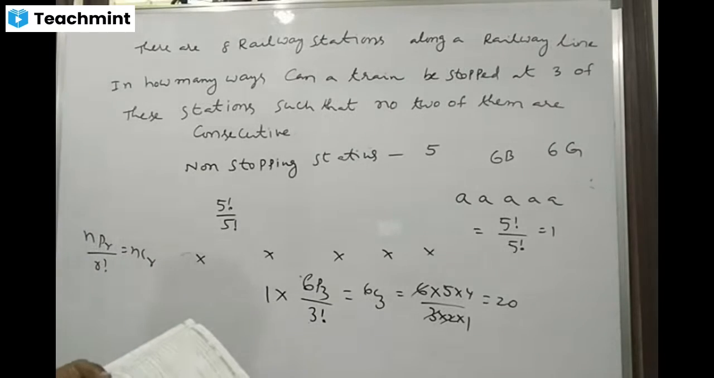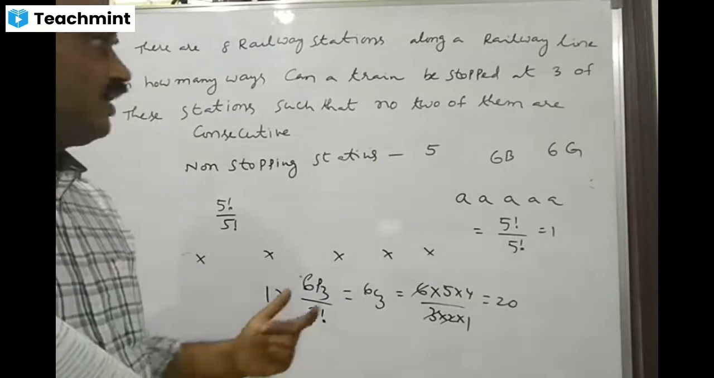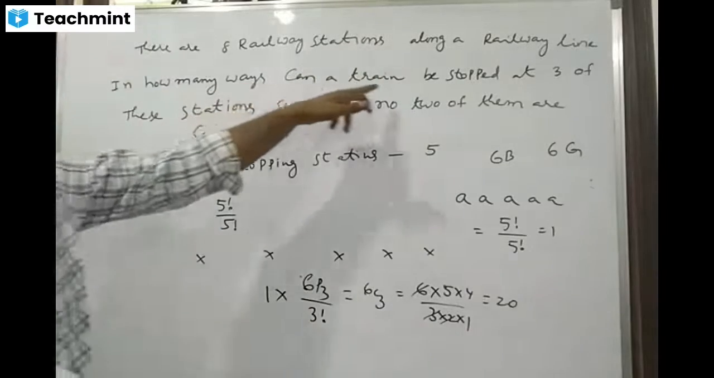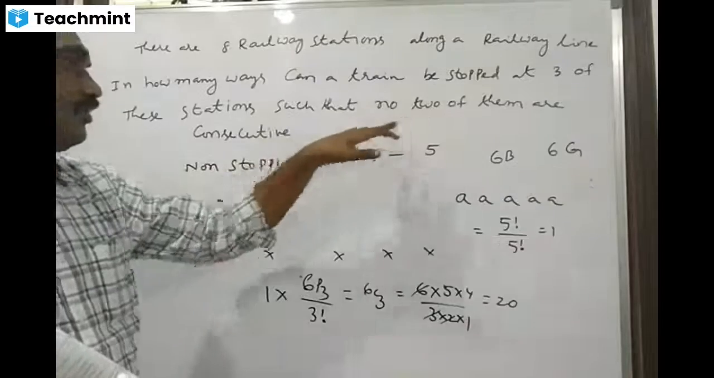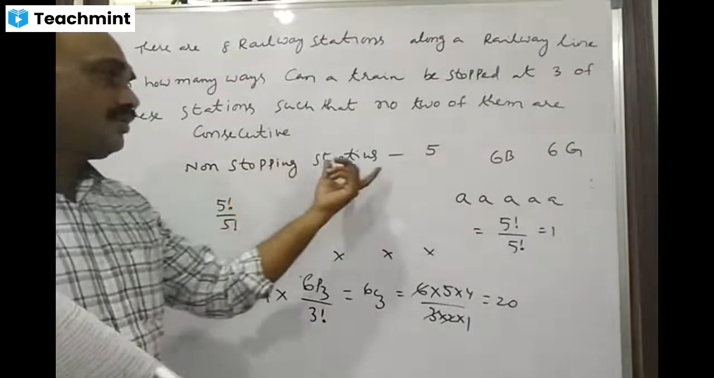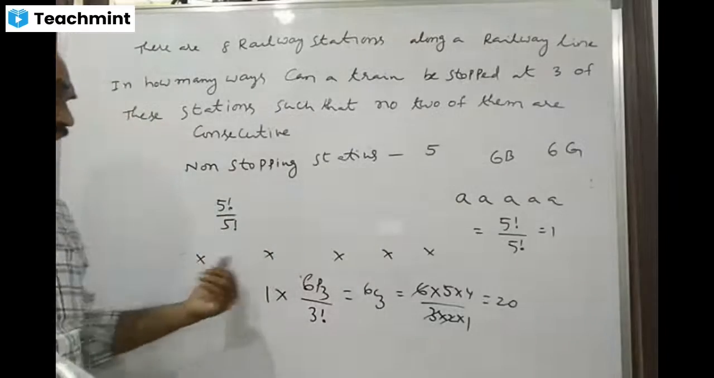Next problem. Friends, this is a very important model. 8 railway stations along a railway line. In how many ways can a train be stopped at 3 of these stations, such that no 2 of them are consecutive? First arrange 5 non-stopping stations: 5 factorial by 5 factorial, one way.